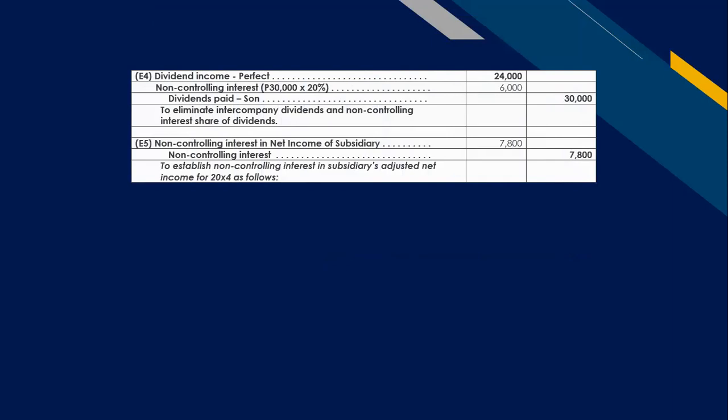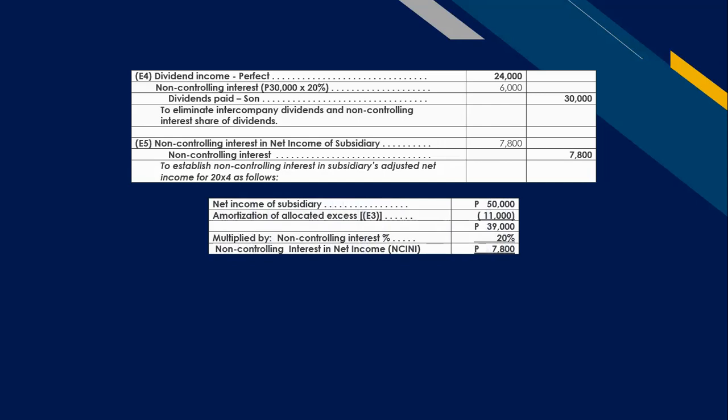So we have now the impairment loss of 3,125. And we debit dividend income of Perfect, non-controlling interest 6,000, and credit dividends paid by Sun of 30,000, to eliminate intercompany dividends and non-controlling interest share of dividends. Then, non-controlling interest in net income of subsidiary, we now debit and credit non-controlling interest 7,800 to establish non-controlling interest in the subsidiary's adjusted net income for 20x4 as follows. Net income of subsidiary, then we deduct amortization of allocated excess, and we multiply by the percentage of non-controlling interest at 20%.